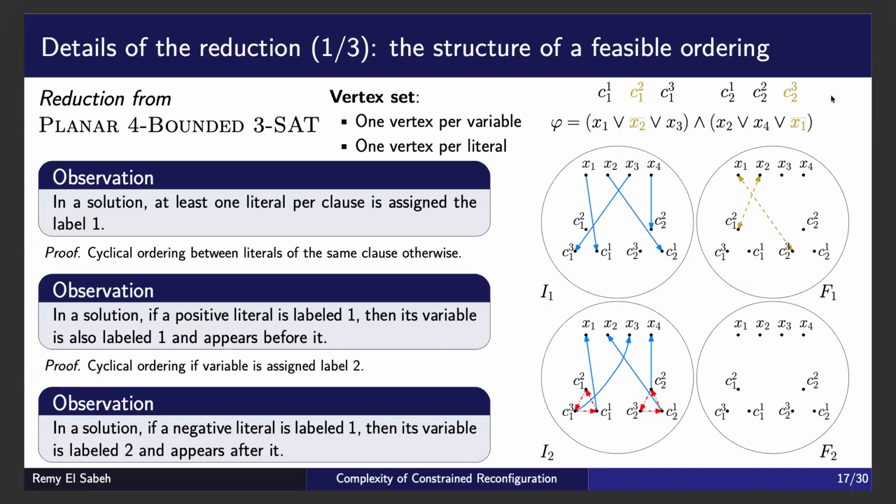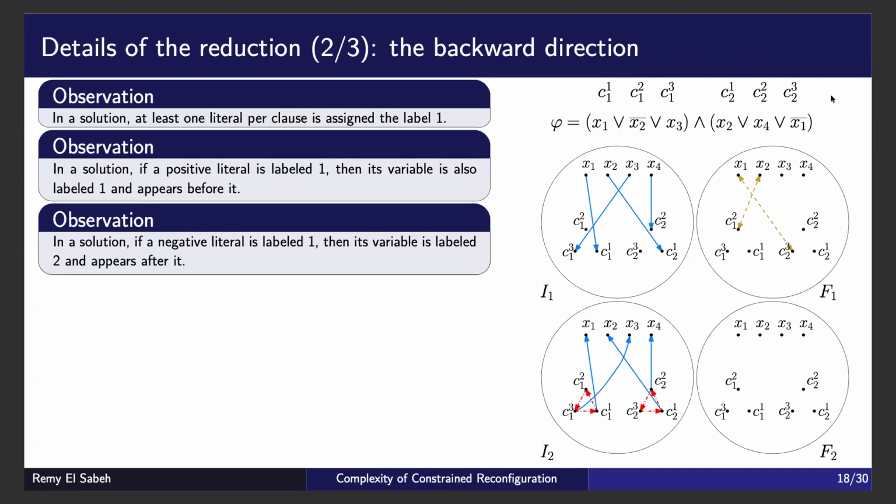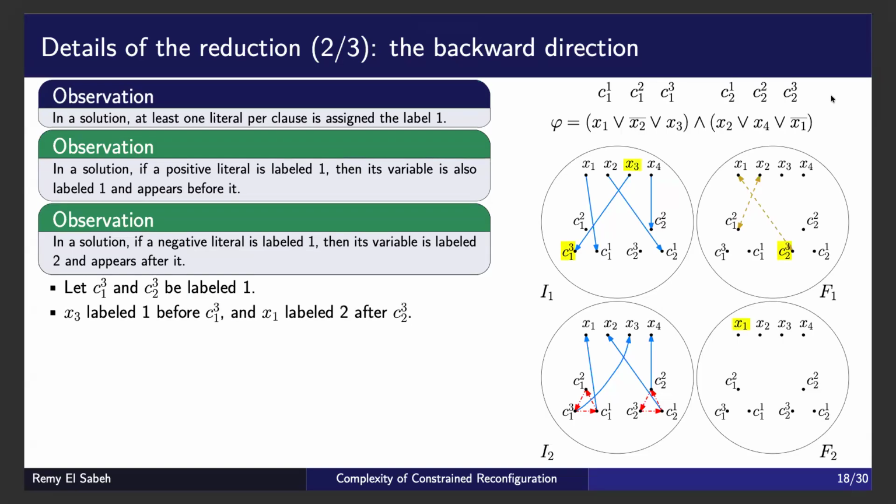And that's all of the arcs at once. So I aggregated the observations that we just looked at. Let's look at how a typical solution would look. We said that there's at least one literal per clause that's labeled 1. Without loss of generality, let's assume that this is C13 and C23. Now we're going to use the second and the third observation to say that for C13, since its variable is x3, that should be labeled 1. For C23, since its variable is x1, and since C23 is a negative literal, its variable should be labeled 2.